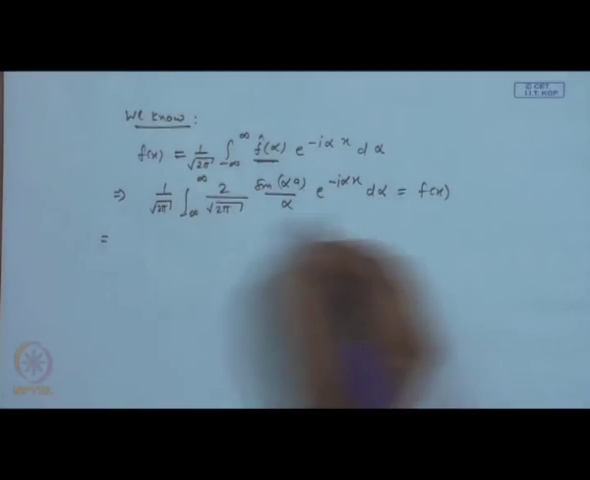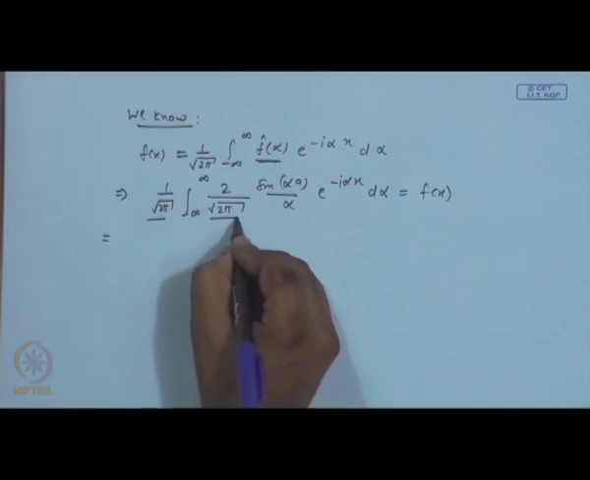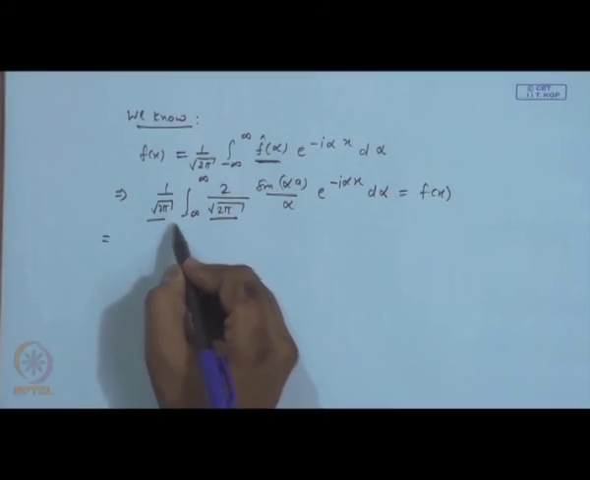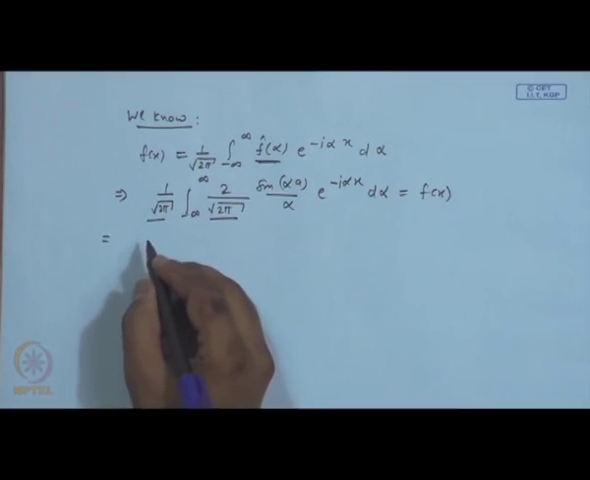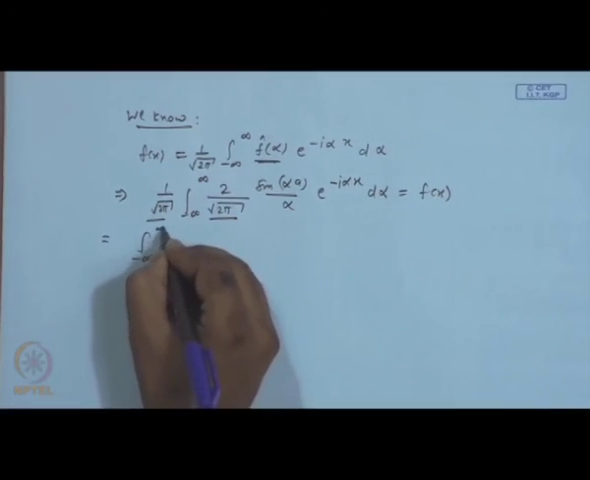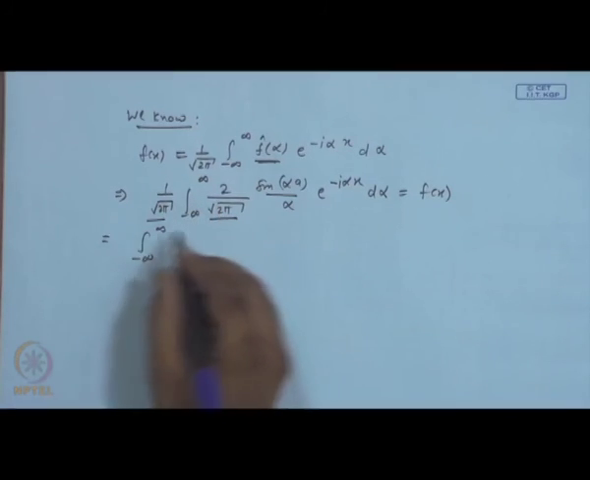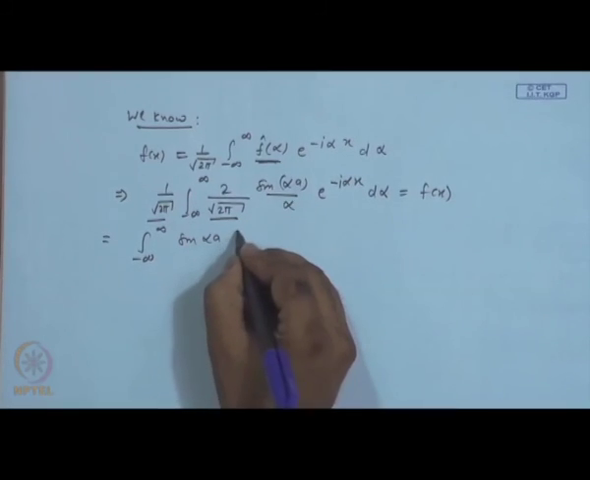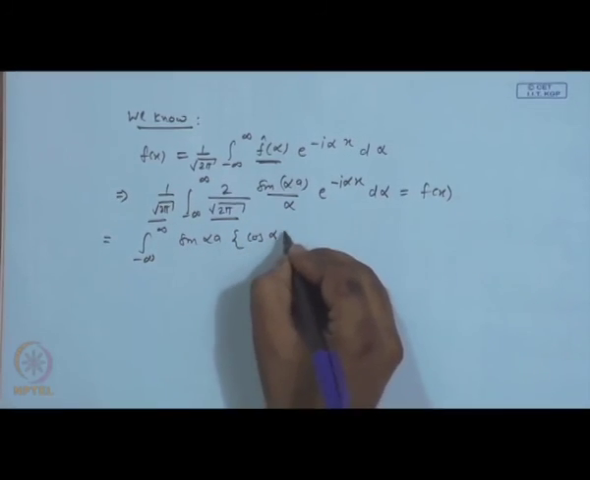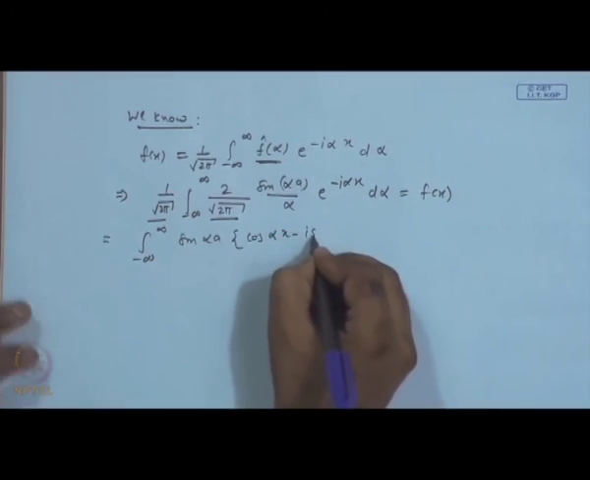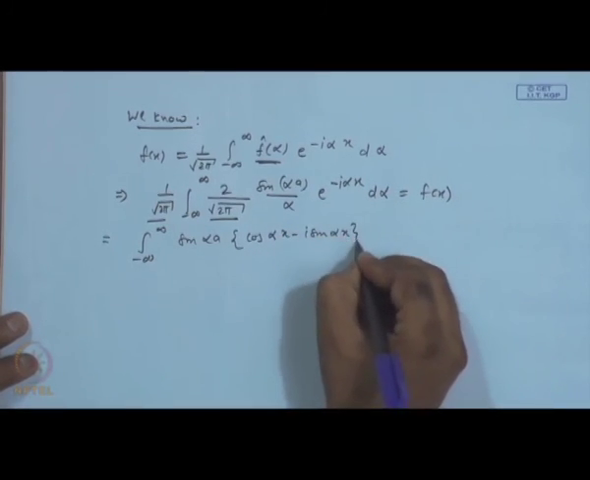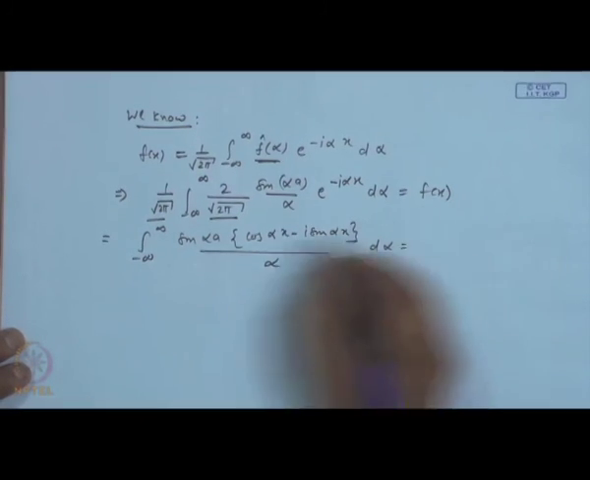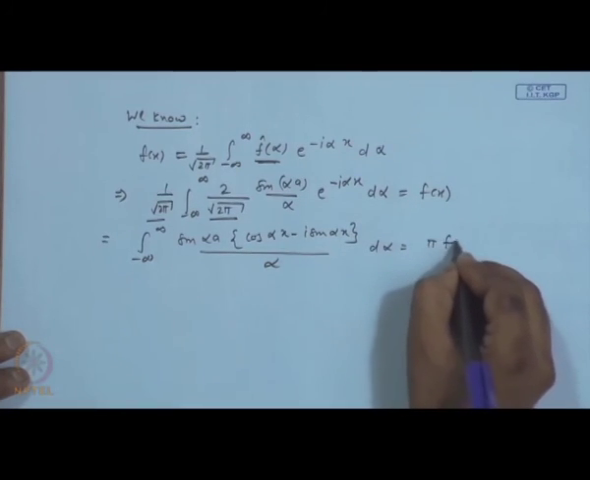So what we have now, this square root 2 pi will be, and this 2 we can cancel, so we have 1 over pi that will go to the right side of this integral. So we have minus infinity to plus infinity, and this sine alpha a, and this is cos alpha x minus I sine alpha x over this alpha and d alpha, this is equal to pi and this f(x).